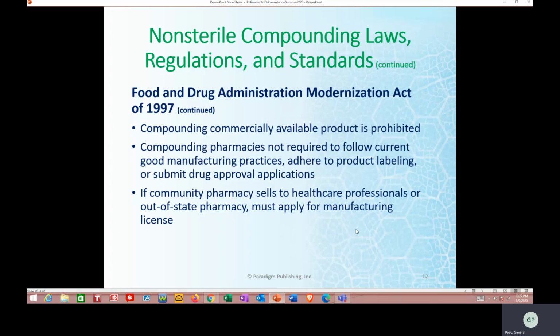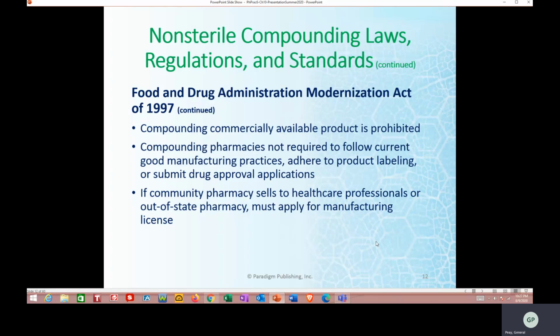And this is a continuation of it. So remember, compounding commercially available products is prohibited. So that's for insurance fraud reasons. If the medication is available in tablet, the pharmacist can't say, well, let's just make a little extra money and compound this into liquid. Typically, you're compounding if something's on back order or if it's a specific dose that they don't make.